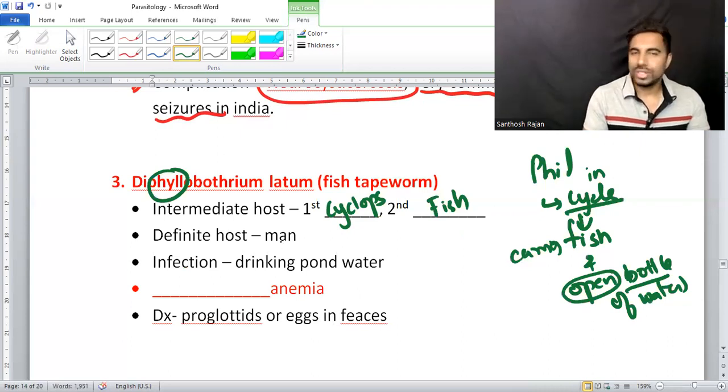So diphyllobothrium, man gets it usually by drinking the pond water. So I told diphyllobothrium bada name. So what will you have? They'll have megaloblastic anemia.